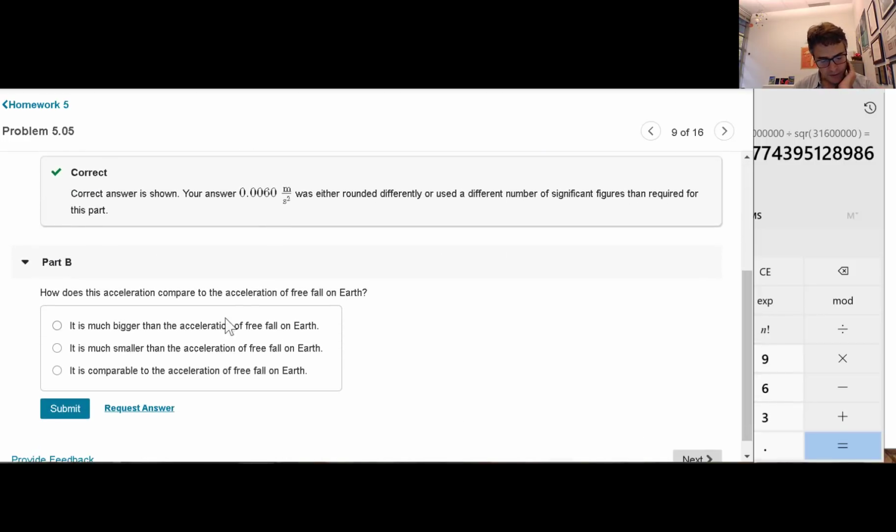Part B. How does this acceleration compare to the acceleration of free fall on Earth? It is much smaller than 9.8.